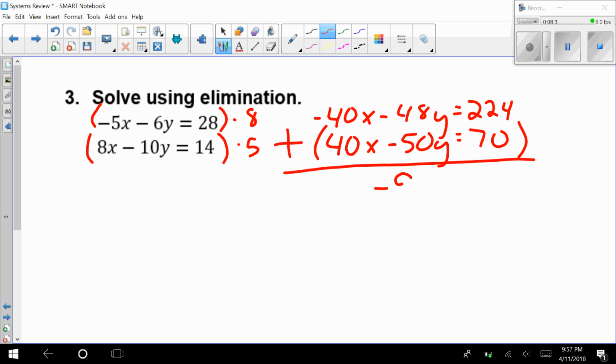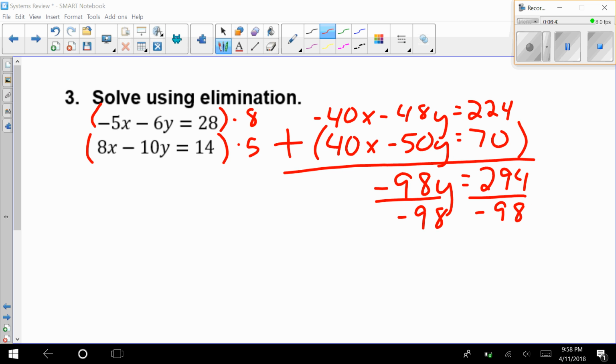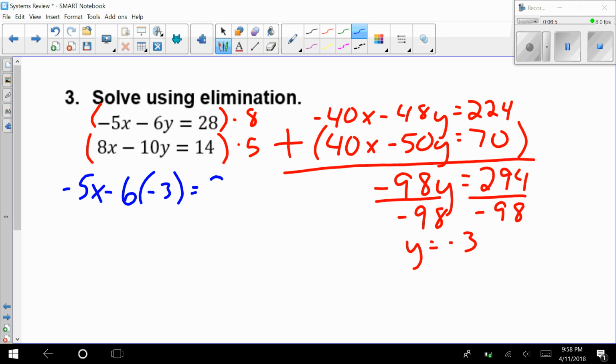That leaves me with -98y equals 294. Now to solve for y, we're going to divide both sides by -98. This will give me a solution of y equals -3. Now we're going to plug that into either original equation. I'm going to use -5x minus 6y, so replace my y with -3, equals 28. So I'll multiply, so -5x plus 18 equals 28.